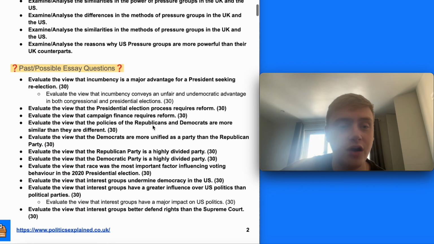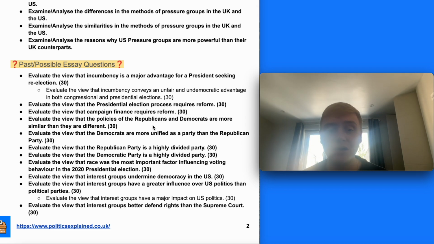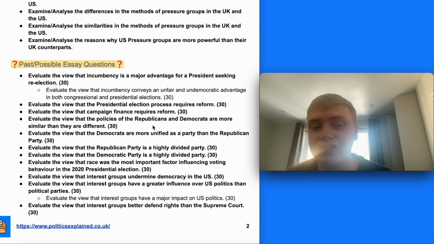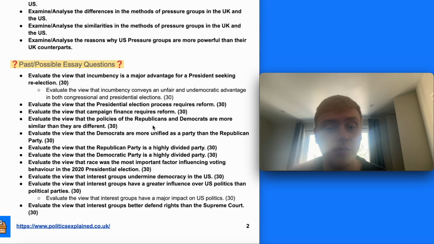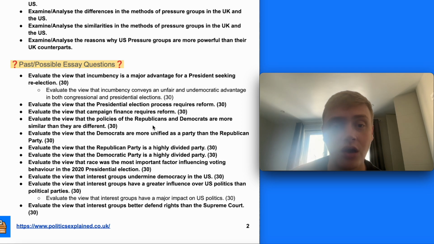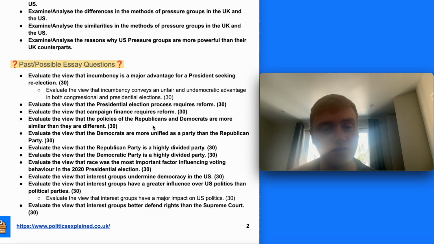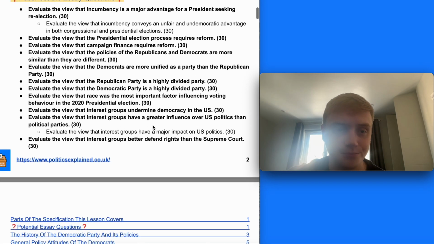Same can be said of the 30 markers. You get a question comparing the Republicans and Democrats, so are they more similar than they are different? You could get a question on party unity, looking at the factions, so are the Democrats more unified than the Republican Party? You can also get ones specifically on one of the parties, so is the Democratic Party a highly divided party? Or, as I said, lots of other different types of questions that could be just on the Democratic Party. So knowing the content really well is important so that you can adapt it to different questions.